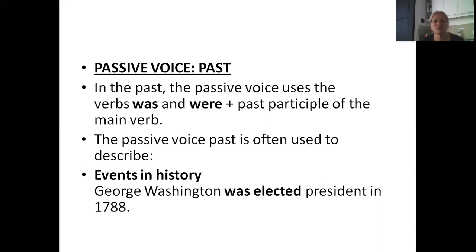And the passive voice in the past is often used to describe, for example, events in history. Yes, and here I wrote an example. George Washington was elected president in 1788. Well, then you will have to complete an activity in the passive voice.